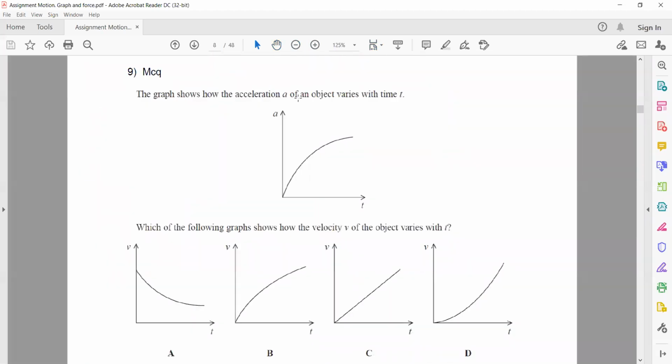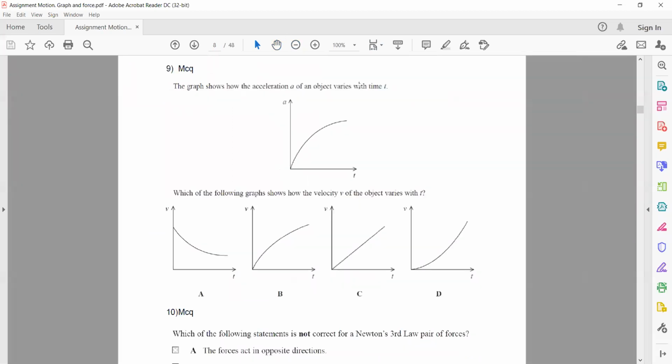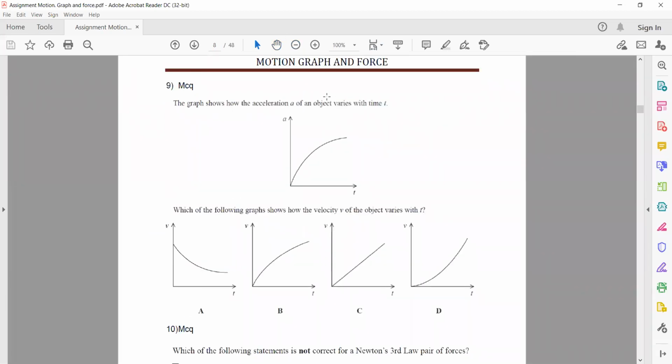In question 9, the graph shows how acceleration a of an object varies with time. Which of the following graphs shows the velocity? So for a velocity time graph, the slope represents acceleration. Here acceleration is increasing, so the slope should increase. Here the slope is decreasing, here the slope is decreasing, here the slope is constant, and in this one the slope is increasing. When slope increases, it means the acceleration is also increasing. So D is the right answer for this.